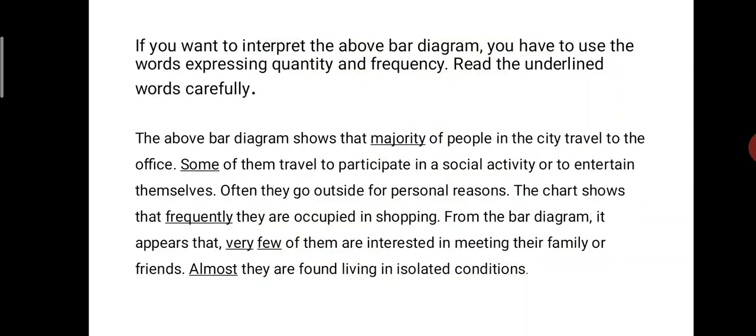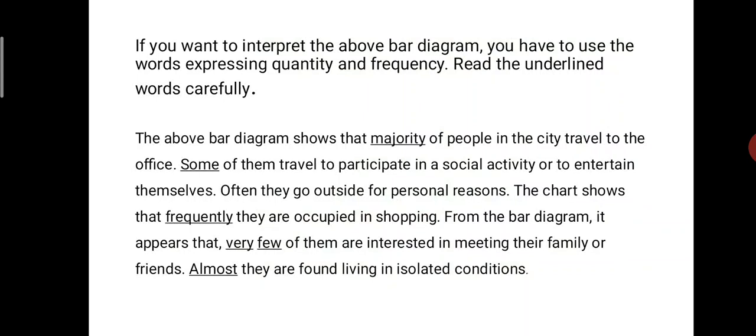If you want to interpret the above bar diagram, you have to use the words expressing quantity and frequency. Read the underlined words carefully in this particular paragraph, which is a descriptive paragraph of the above bar diagram. The above bar diagram shows that the majority of people in the city travel to the office. Some of them travel to participate in a social activity or to entertain themselves. Often they go outside for personal reasons.